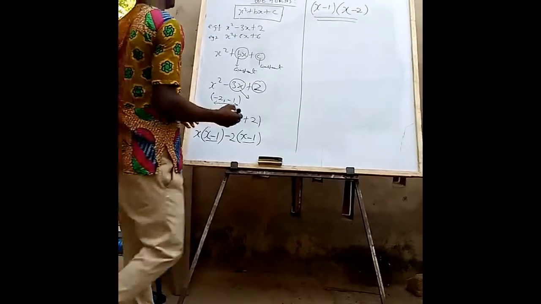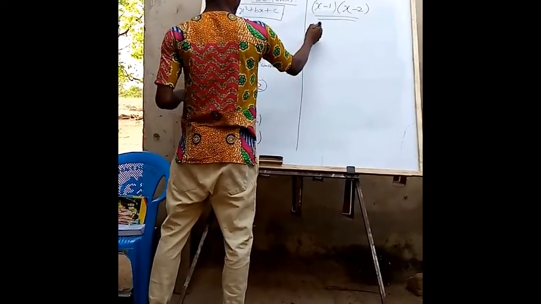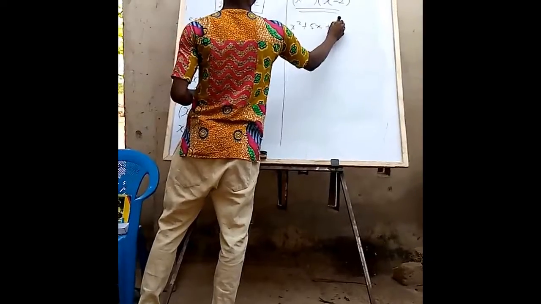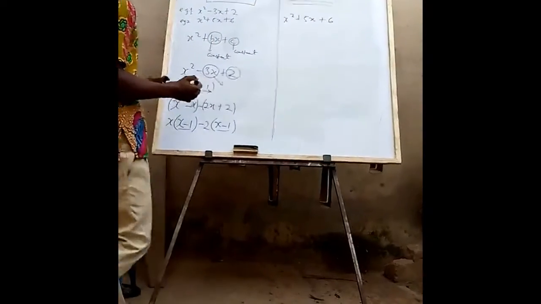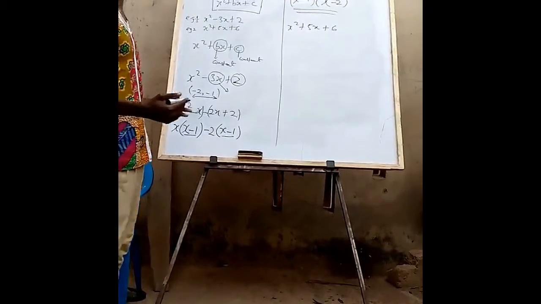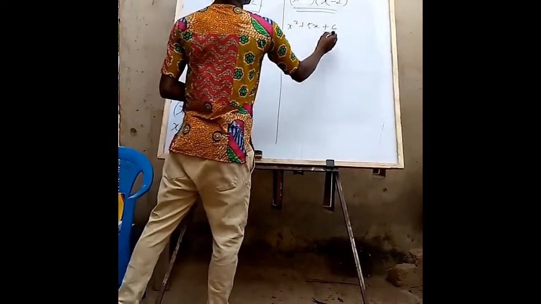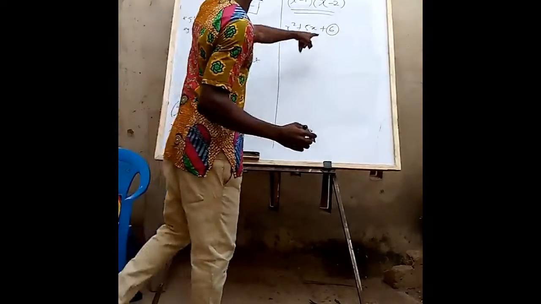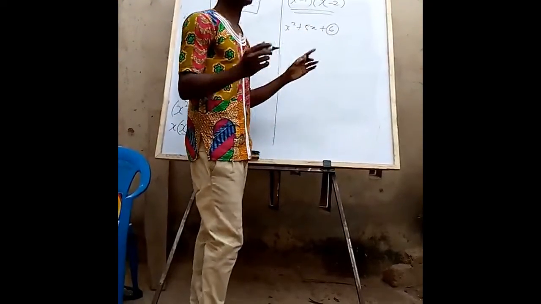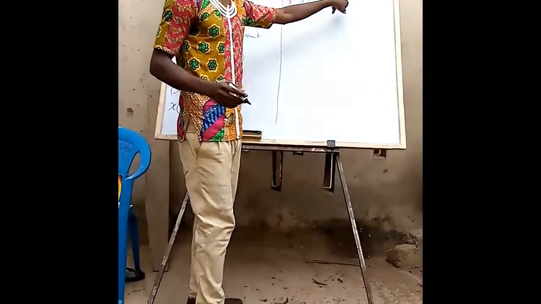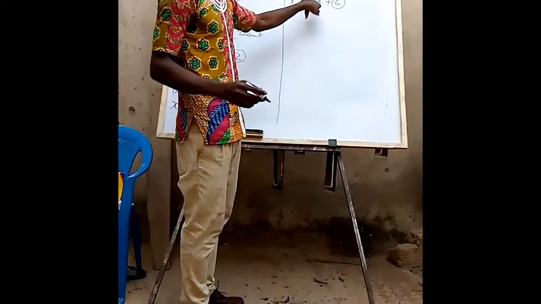Let's take the second example and see how far we can go. We have x squared plus 5x plus 6. I know by finishing solving this one, you understand the principle governing this calculation, okay? So here, we also need two factors of the constant 6. When I multiply them, I will get what? 6, and when I add them, I'll get 5.